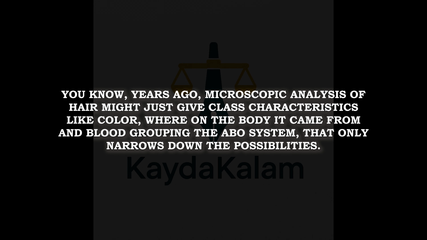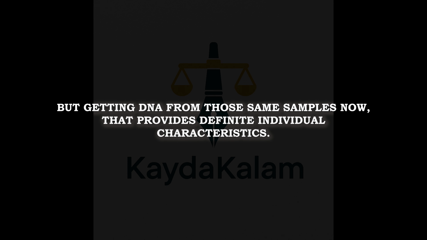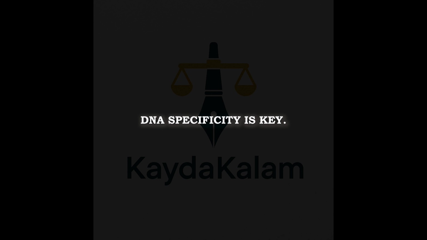Years ago, microscopic analysis of hair might just give class characteristics like color or where on the body it came from, and blood grouping, the ABO system, only narrows down the possibilities. But getting DNA from those same samples now provides definite individual characteristics. Right, that DNA specificity is key.